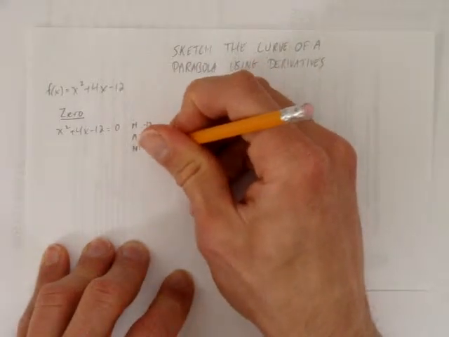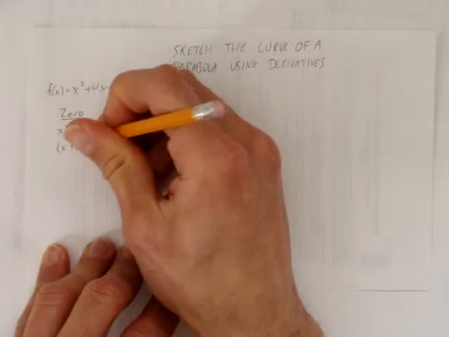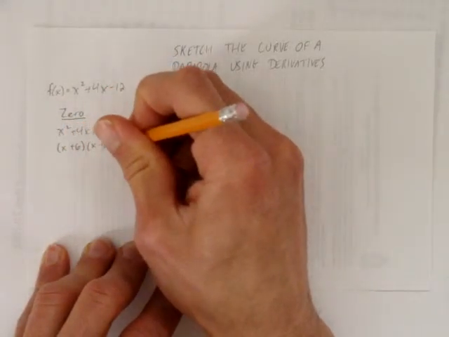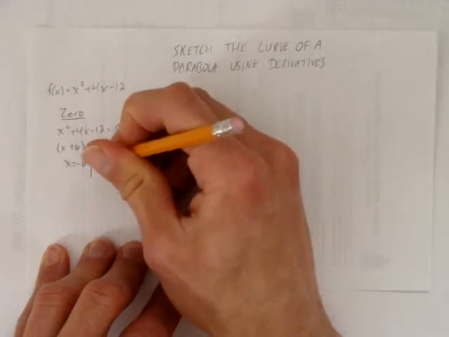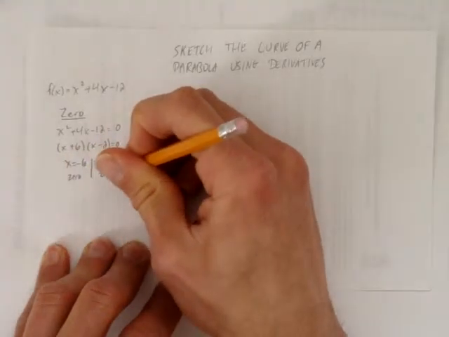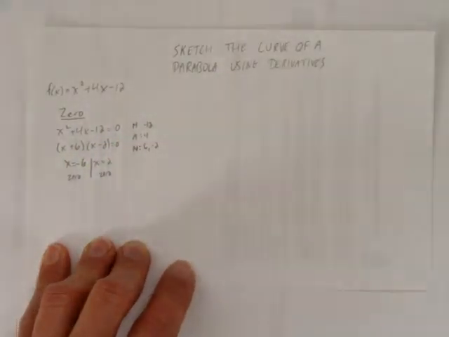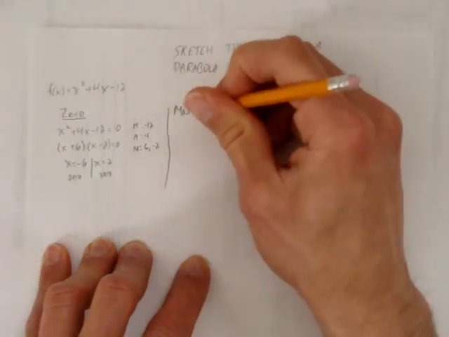The numbers I need are 6 and negative 2. So that means we can factor this to x plus 6, x minus 2. In other words, there's a 0 at x equals negative 6 and x equals 2. That's our zeros. Okay, got our zeros. Now we want to look for max or min points.